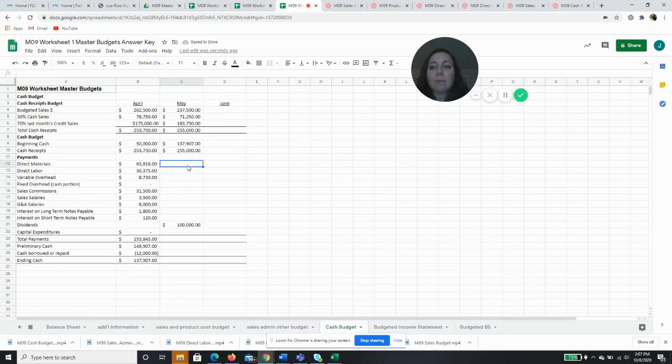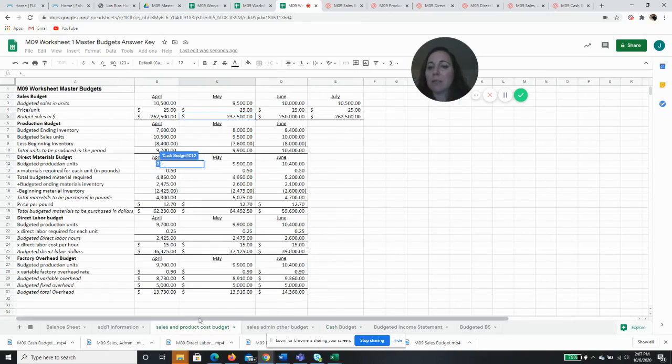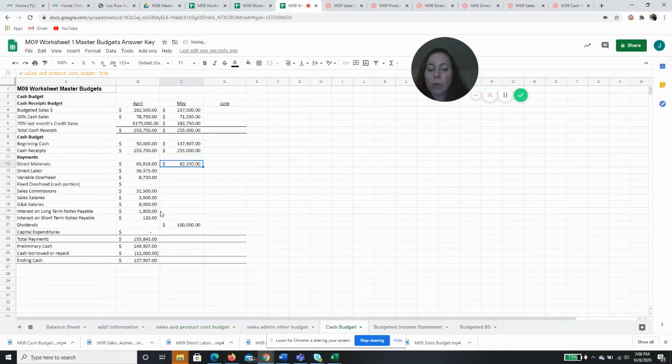Okay, so we will add to that our cash receipts for May of $255,000. All right, our direct materials. Remember, our direct materials we're buying on credit. So we're going to debit materials, credit AP, and then in the following month, we are going to pay off that balance. So the amount of cash we spend on direct materials will be the amount we purchased in April. We bought it on AP. Now we're paying off that April balance. So I'm going to go to my sales and product cost budget, to my direct materials budget, and look for the amount we purchased in April, which is $62,230.